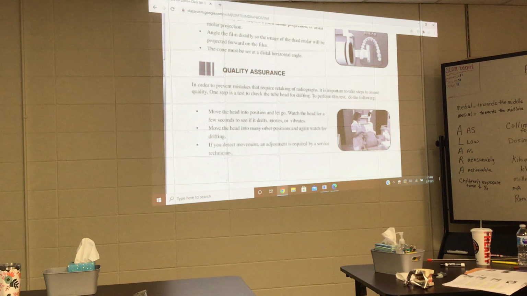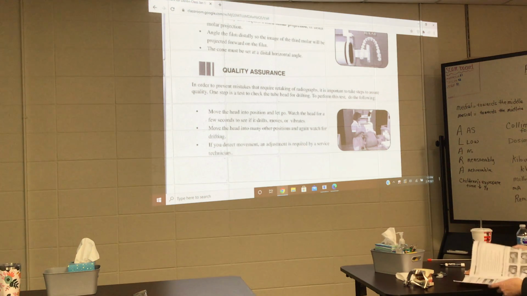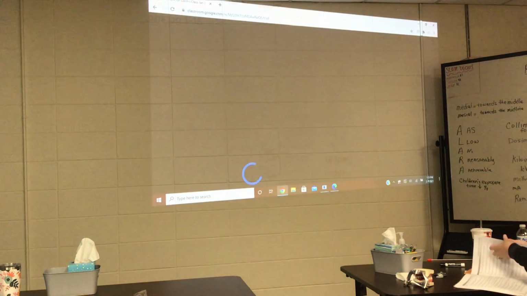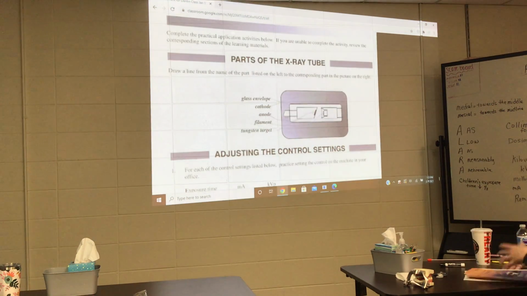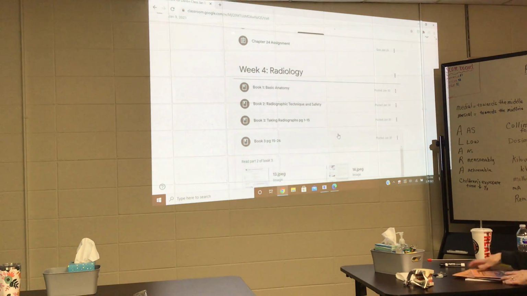So then it would require an adjustment. Usually by a service technician, but not always. Sometimes the doctors will do it themselves. You have practical applications, and on all of those things that I just went over, your post-test, and your glossary in this book as well. Okay? Questions about that book? No, ma'am.